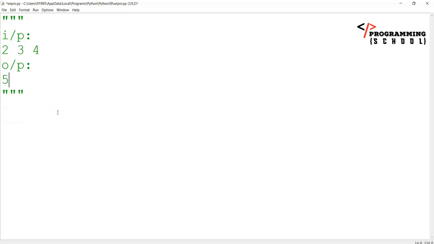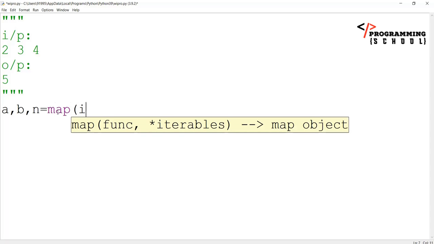Yes, we can solve this with two different algorithms. First of all, I am going to read three elements: A, comma B, comma n. The term is going to be n here. I am going to find the nth term. If the elements are in a single line, I have to read like this.